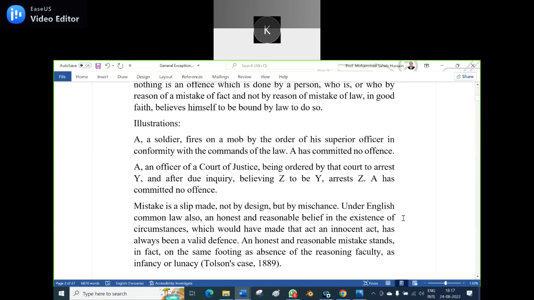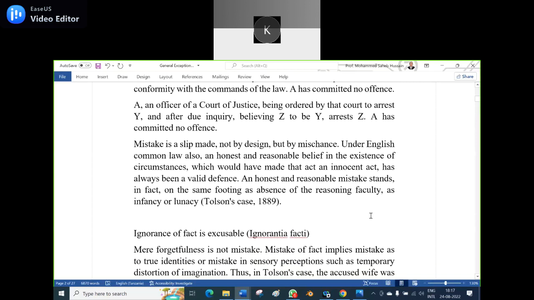So then arrest Z. Actually, it is a mistake of fact. So A has committed no offense. So you can take that general exception. Mistake is a slip made not by design but by mischance.